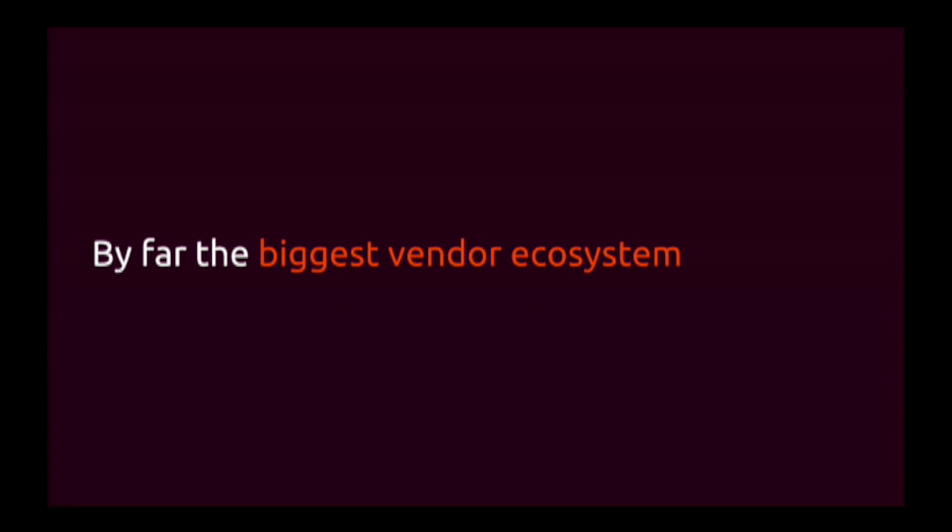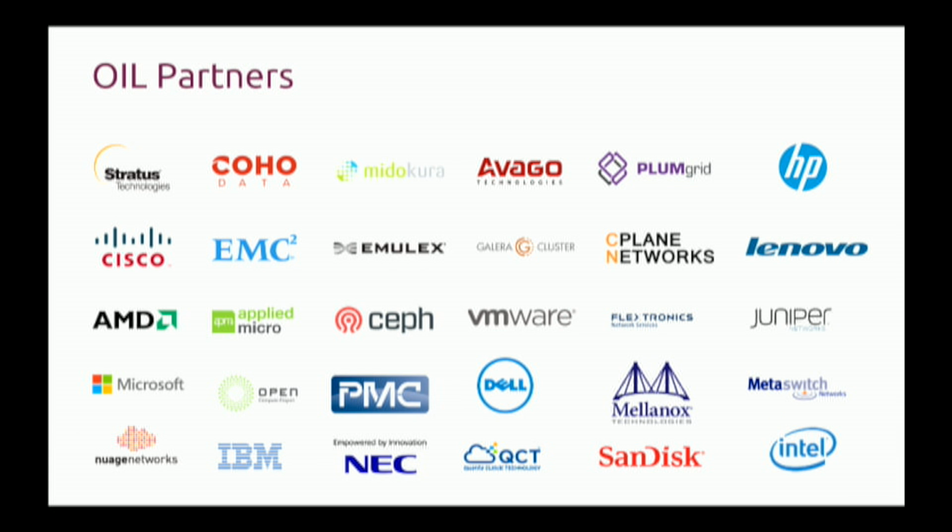And I think the reason for all of that is just our focus on the ecosystem. This is OIL, our OpenStack Interoperability Lab. You'll see a bunch of new names there, like Coho. And it's great for us to see that ecosystem continue to expand. Every vendor is welcome in our interop laboratories.